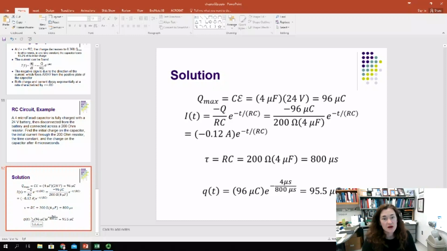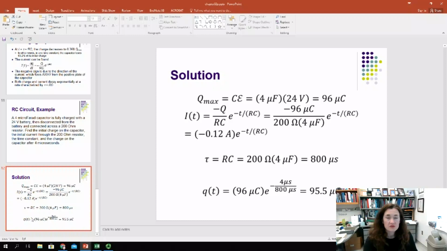I of t is equal to minus Q over RC times e to the minus t over RC. So that would be equal to negative 96 microcoulombs divided by 200 ohms times 4 microfarads, times e to the minus t over RC. Yet again, the max current is going to happen when t is equal to 0, or at least the max magnitude of the current will happen when t is equal to 0. And so if we plug in t equals 0, that gives e to the 0, which is 1, and so we end up with minus 0.12 amps. So the coefficient that multiplies the exponential is the max current, which in this case is minus 0.12 amps.